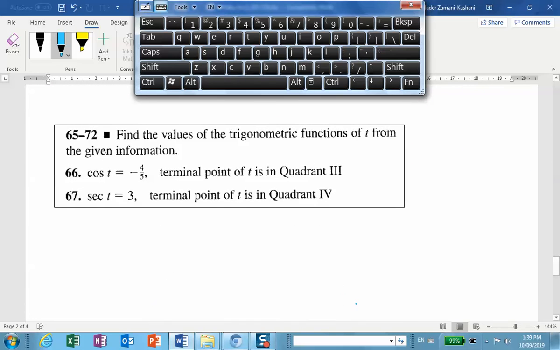Is this the final problem or is there more? I think there are two more.